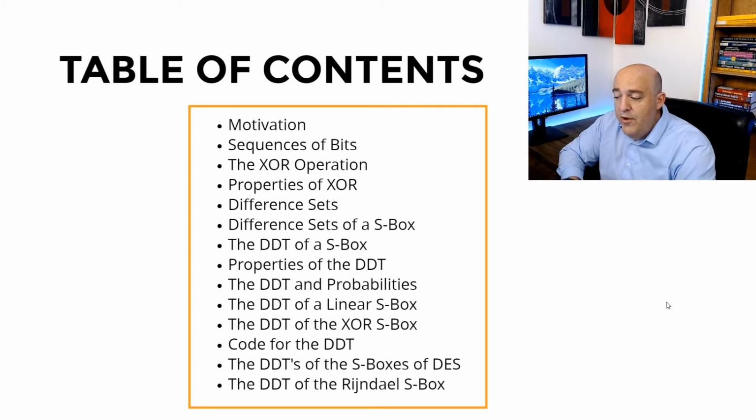We'll talk about the properties of the DDT, and we'll relate the DDT to probabilities. Then we'll calculate the DDT of a linear S-box, the DDT of an XOR S-box, and then we'll write some code which can calculate any DDT. And then we'll look at the differential distribution tables of some interesting S-boxes that are used in real-world ciphers like DES and the Rijndael S-box that's used in AES.